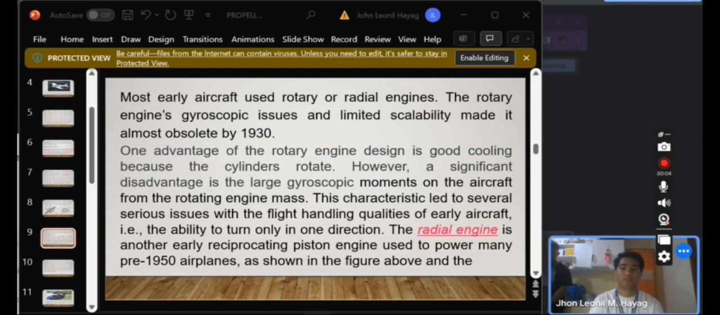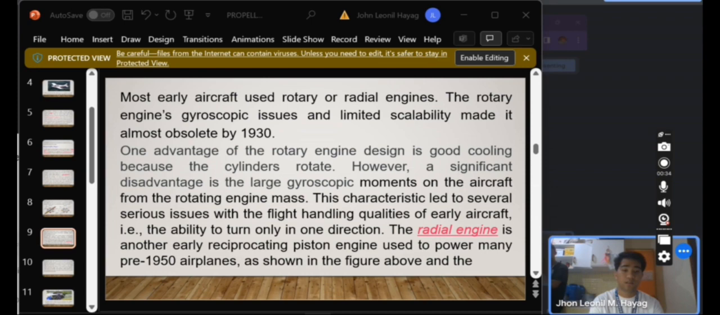Most early aircraft used rotary or radial engines. The rotary engines' gyroscopic issues and limited scalability made them almost obsolete by 1930. One advantage of the rotary engine design is good cooling because the cylinders rotate. However, a significant disadvantage is the large gyroscopic moments on the aircraft from the rotating engine mass.